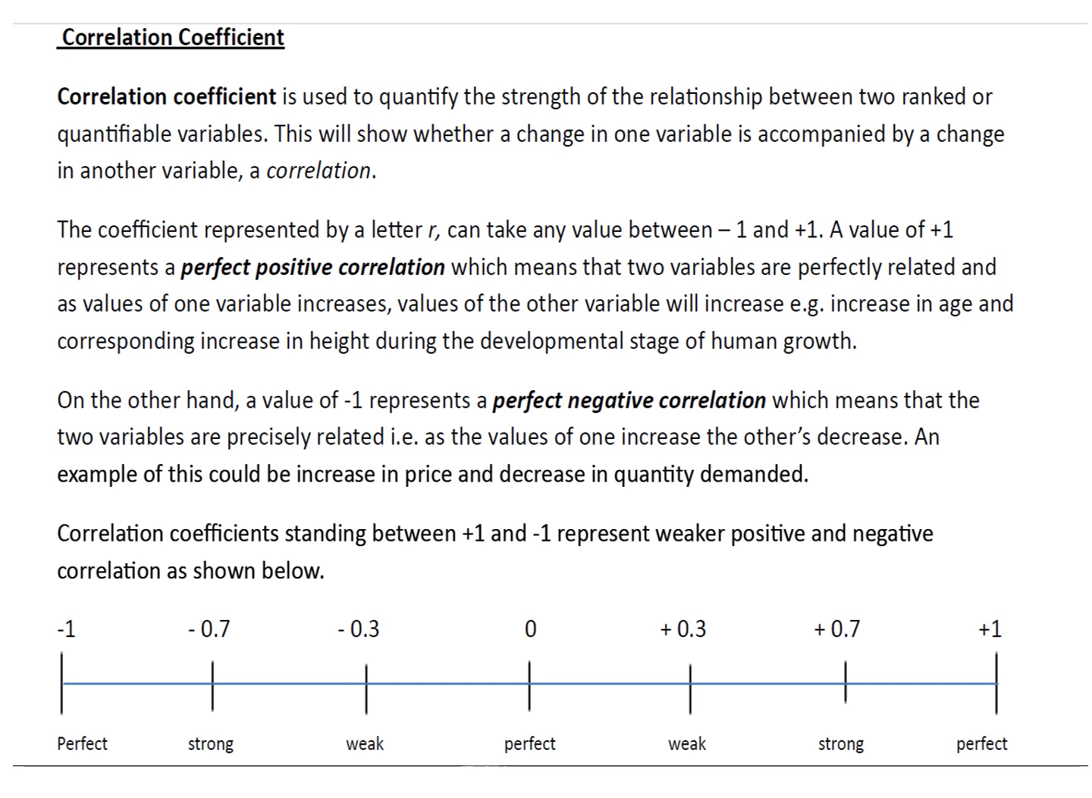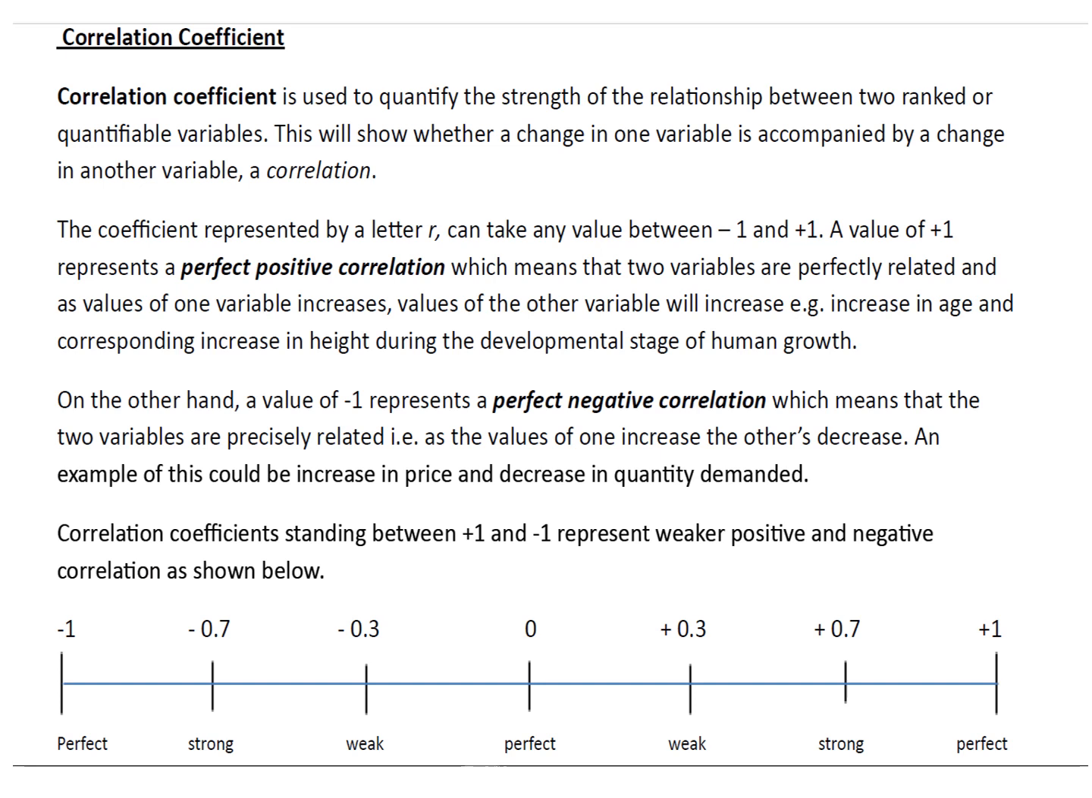Okay, so thank you for that so far, but there's one other thing I want to look at, and that is the correlation coefficient. Now, what is the correlation coefficient? Well, the correlation coefficient is used to quantify the strength of the relationship between two ranked or quantifiable variables. So you're trying to find out what is the degree of relationship between two variables. If you affect this, how is that going to affect this?